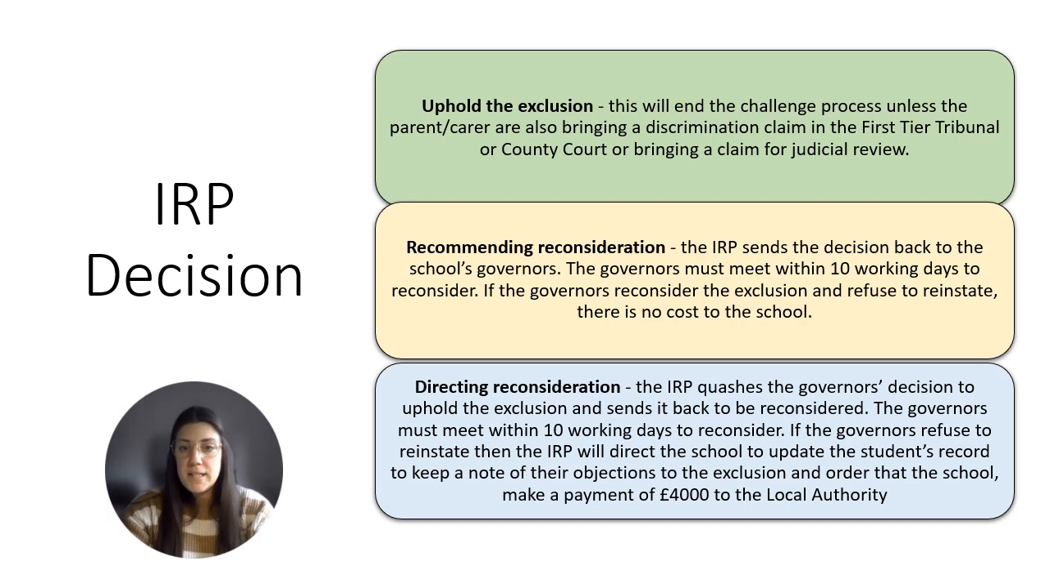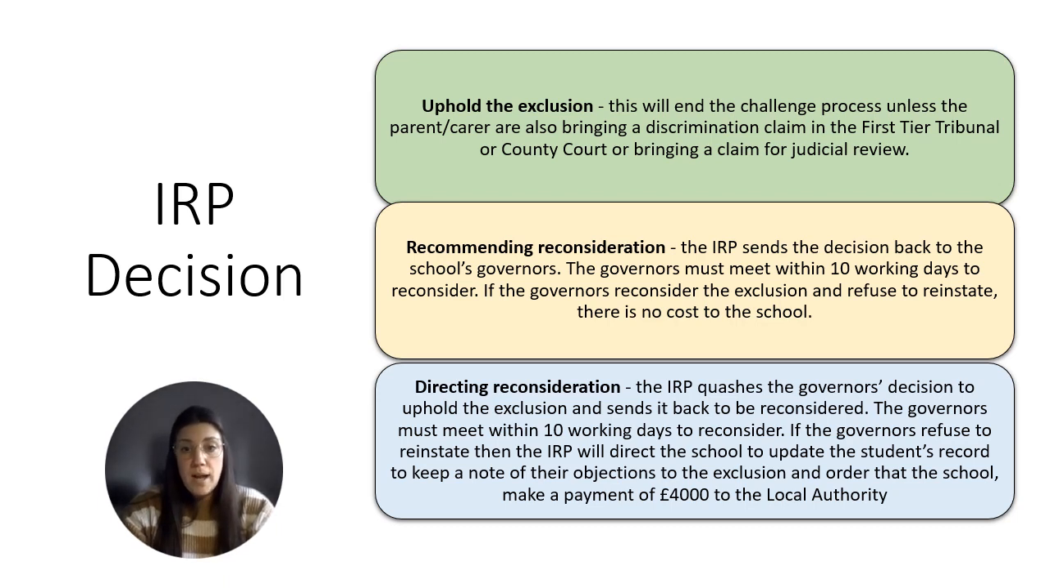So there's 3 decisions that the Independent Review Panel can make following that meeting. The first one is to uphold the exclusion. So this will end the challenge process unless the parent carer are also bringing a disability discrimination claim in the first tier tribunal or county court, or are bringing a claim for judicial review.